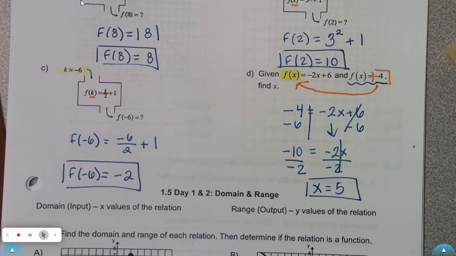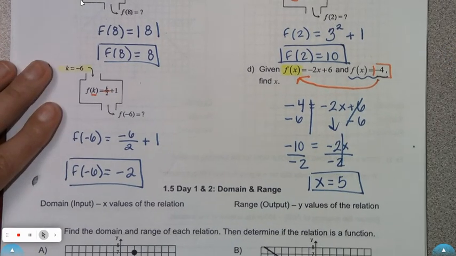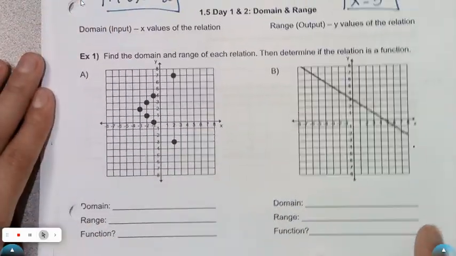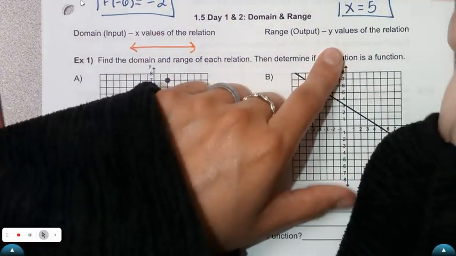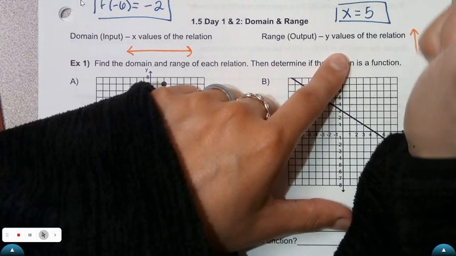That is it for function machines. The last one that we're doing today is domain and range. So we are going to do day 1 and day 2 in one, so it's a combined thing. Remember, domain is your input, it's your x values, so you want to look at left to right. And range is your output, it's your y values, so you want to look up, down.